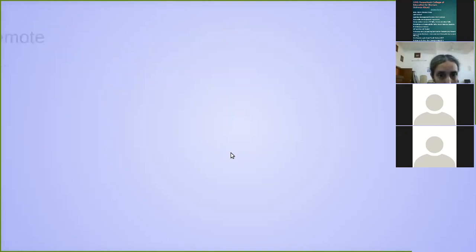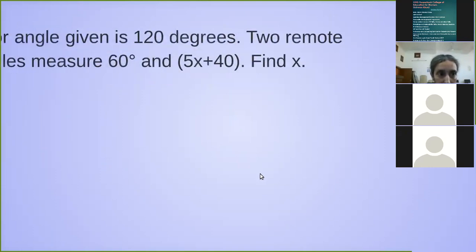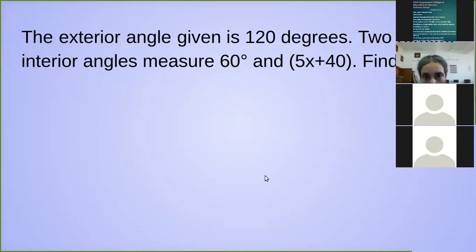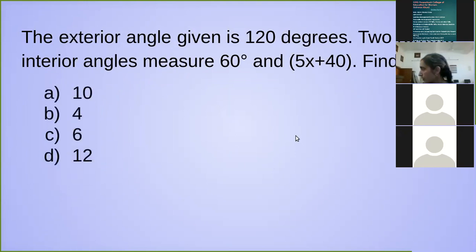Now the next question. The exterior angle given is 120 degree. Two remote interior angles measure 60 degree and 5x plus 40. You have to find the value of x. So you can solve it later on also. You can note down the question and you can note down the options. The answer will be 4.